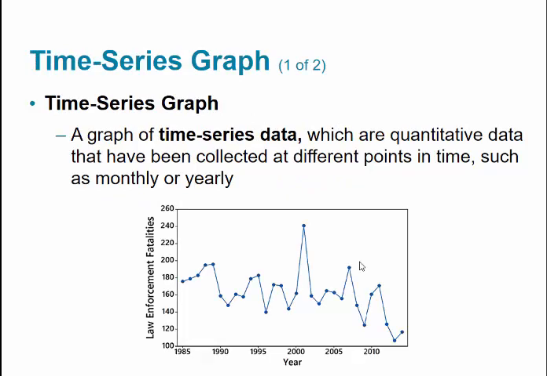The next one is a time series graph, and this is pretty much what it means. You can graph data that's related to time, and time always goes on the horizontal axis. We can do time in terms of years, days, hours, minutes, depending on what it is that we're trying to graph. So this again is quantitative data that have been collected at different points in time, such as a month, a year, days, hours.